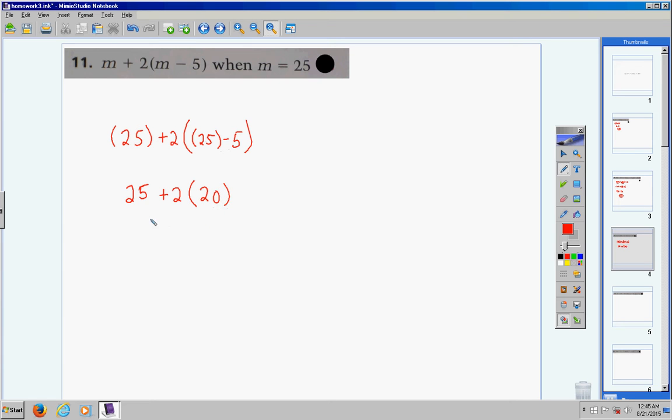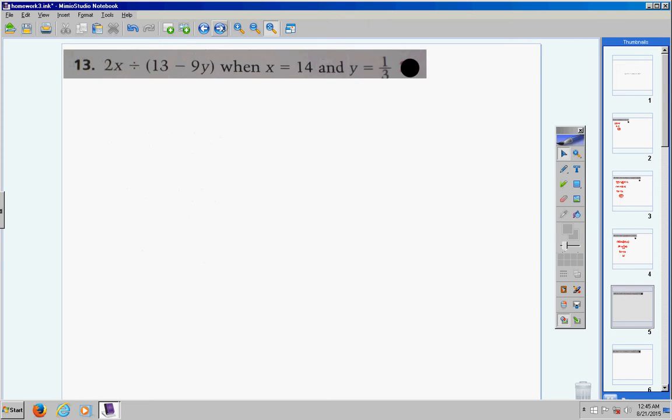And now next, don't add, okay? You want to multiply next. So you would have 25, and then watch your signs. Positive times a positive is positive. 2 times 20 is 40. Add those together, and you will get 65, okay? Moving on to number 13.